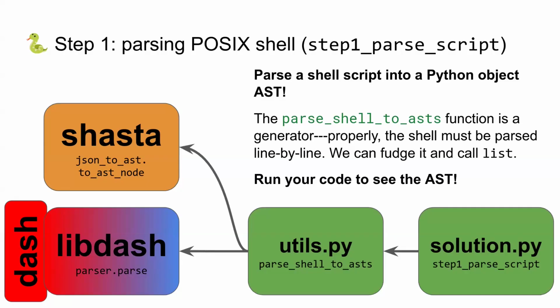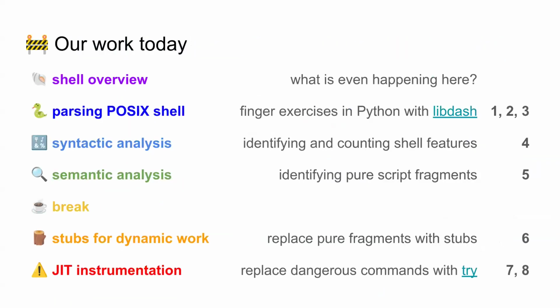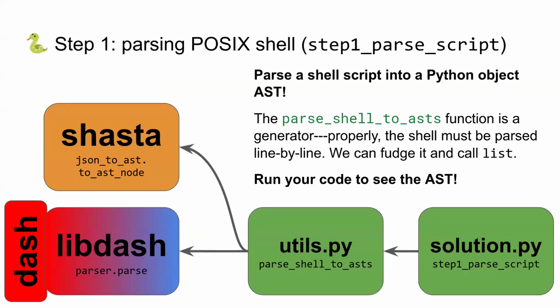So the first step in the overview was that we're gonna learn to parse POSIX shell. There's gonna be 3 steps here where we work our way up to seeing how to touch different parts of it. The first thing we're gonna do is get the Python AST out of this thing. You're gonna edit in solution.py. It's a single function call, but I want to show you what it does. So the goal is to call the parse shell to ASTs function in our util file.